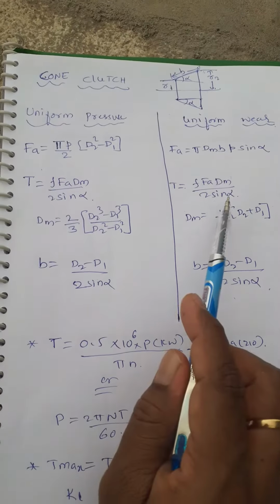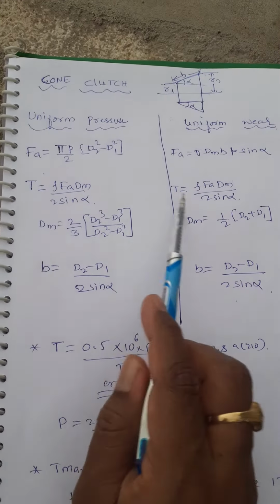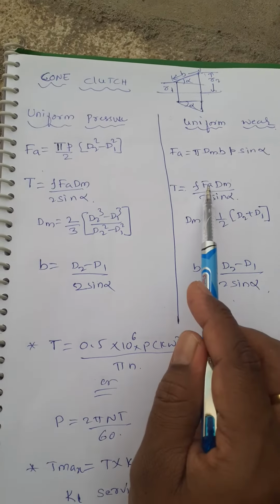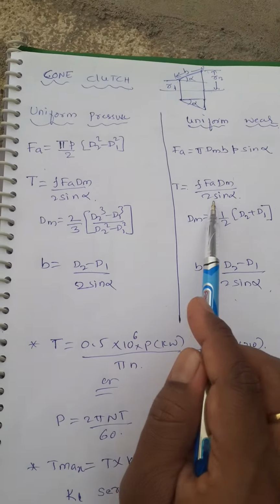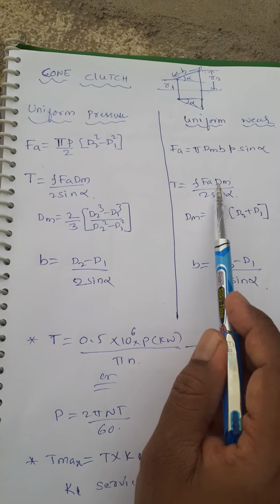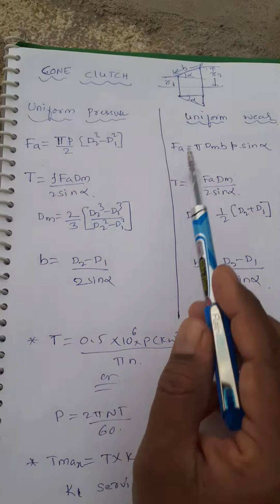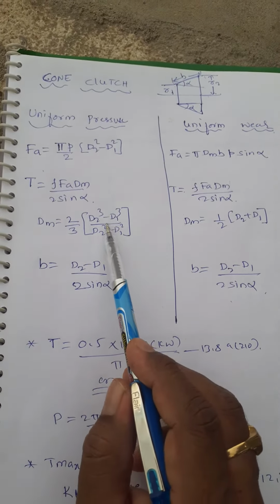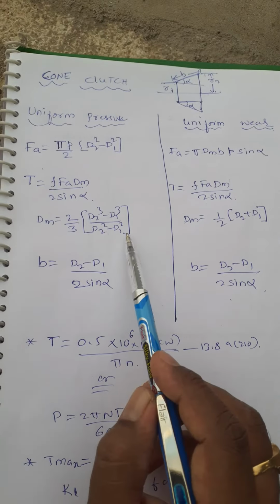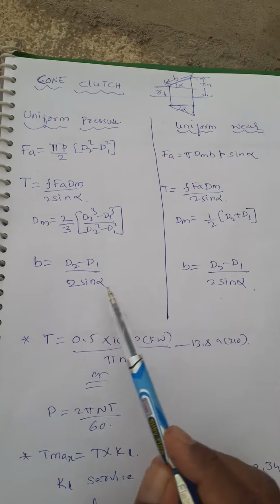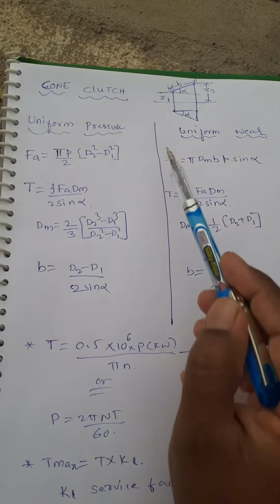The torque is the same in both the equations: f Fa dm by 2 sin alpha. In both cases it is the same. The only difference will be what? dm. And Fa we have already seen above. The dm in the uniform pressure theory is 2 by 3 (d2 cube minus d1 cube) by (d2 square minus d1 square), whereas here, in uniform wear, it is 1 by 2 (d2 plus d1). Whereas b is the same in both conditions.